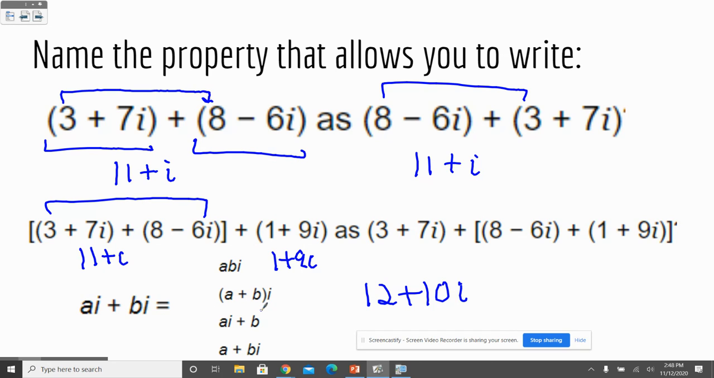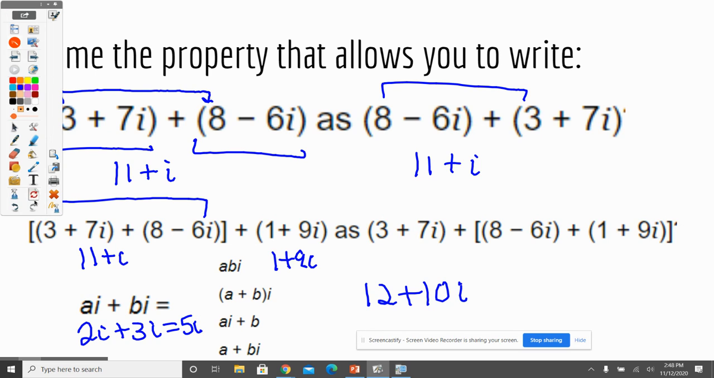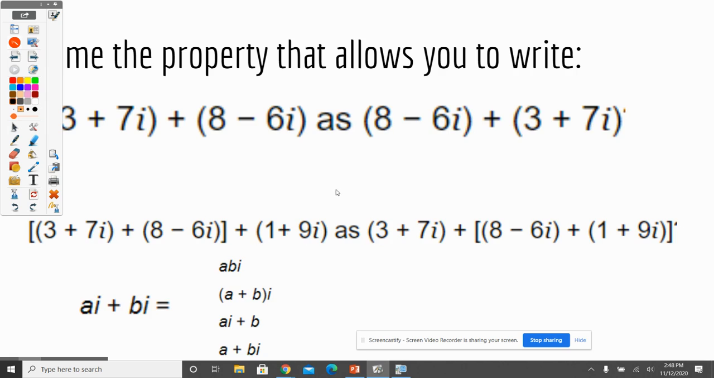Here, you will just get a plus bi. But if it was like a 2i and a 3i, that's really the same thing as 5i. And that's what allows us to add the imaginary parts. So it's basically just combining like terms.